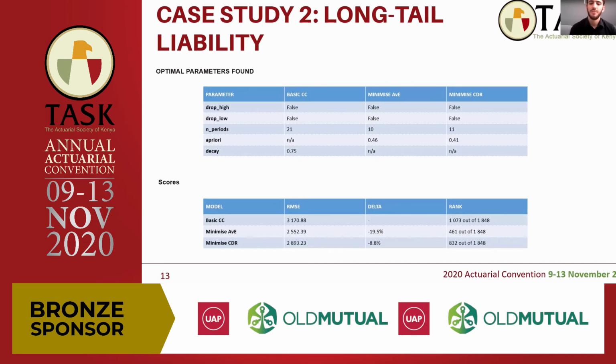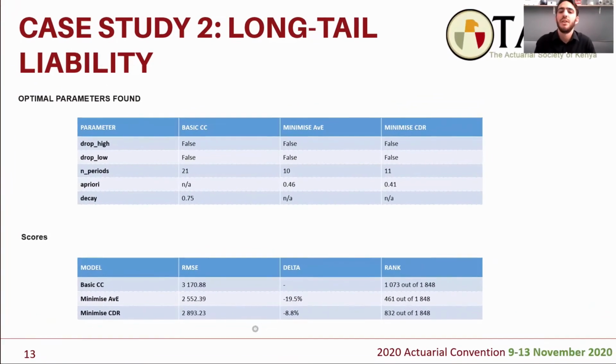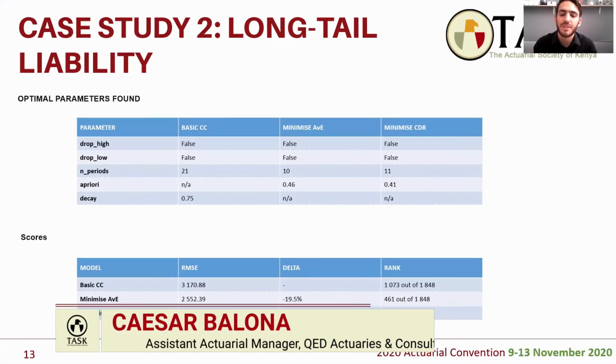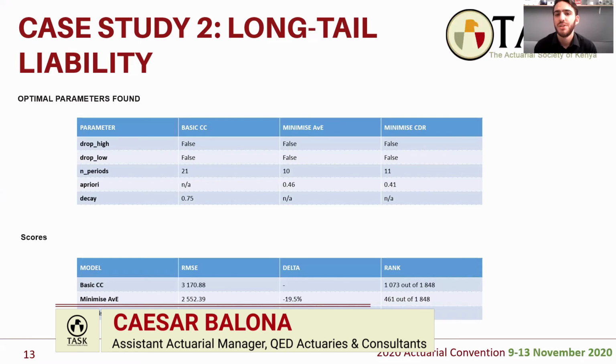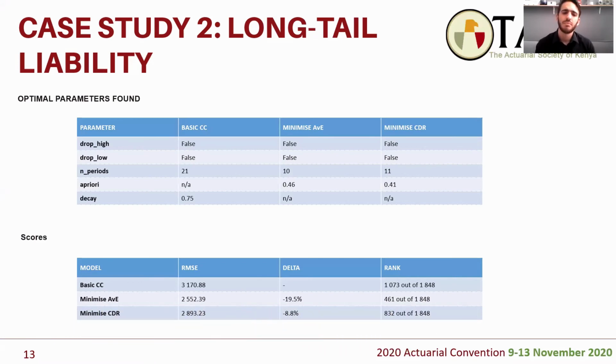And then if we look at the far right column, what we see there is we rank these models out of all the models in the parameter space. So if you remember the parameter space, we had all these different parameters we could vary across the 3 methodologies, the BF, chain ladder, and Cape Cod. And that resulted in a total parameter space of about 1,848 different models that we could fit, so different methodologies and parameter choices.